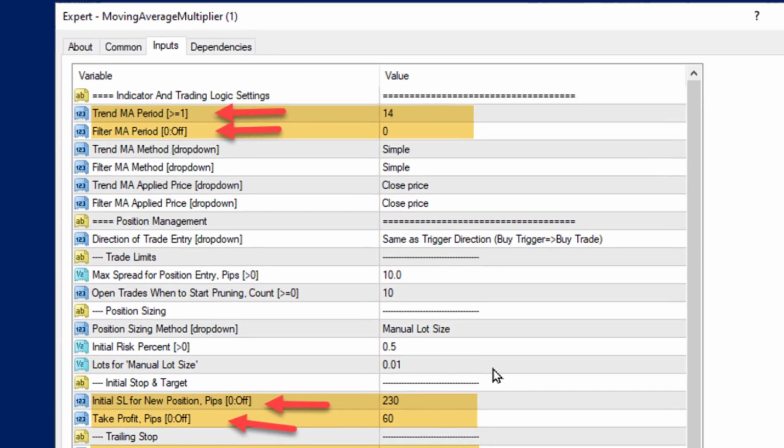Essentially, there is a trend MA, and that is where the EA takes its signals from, and then there's a filter MA that helps the EA decide whether a signal is valid or not, and I'll go into that in a little more detail. Then there are the stops and targets that you could use, and within those 4 things are very, very powerful strategies, and I'm going to show you those in detail right now.